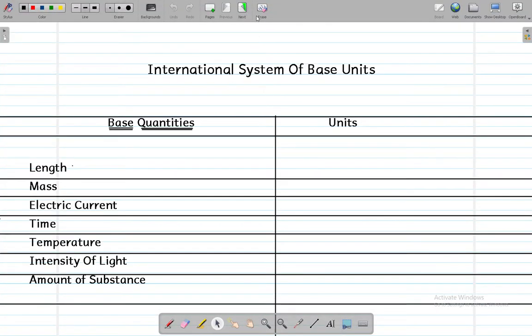Hi, so in this video we are going to see the international system of base units, but before that I would like to tell you that there are actually two types of quantities. First of all, let me write a Q here for quantity. One is called base quantities or base units, and the second one is called derived quantities. I'm going to write DER for it.